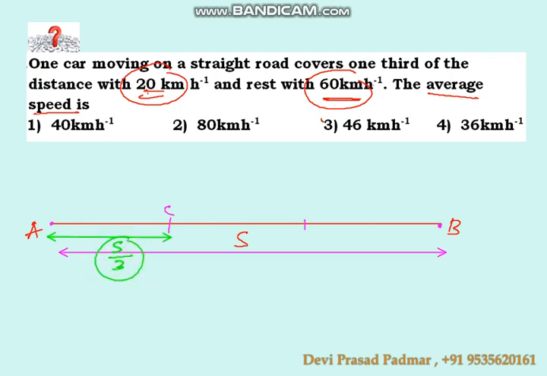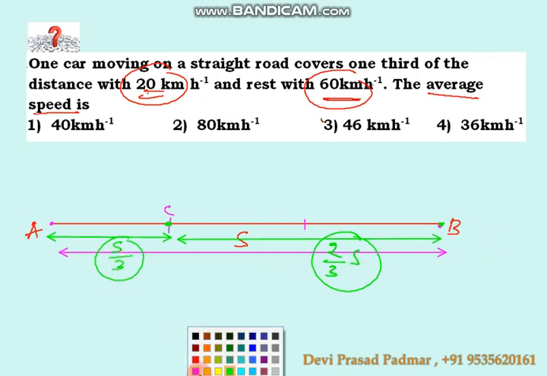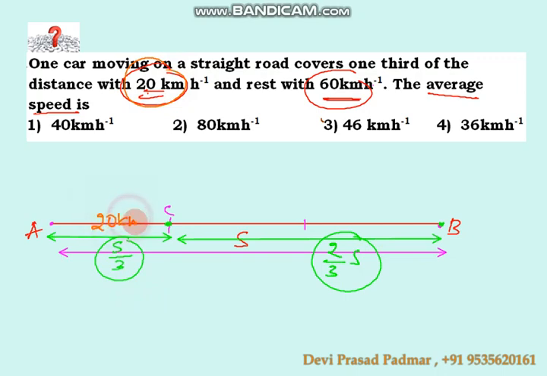Then what about the remaining distance? Out of the total distance, if 1/3 is removed, then the remaining distance is 2 by 3 of S. So the remaining distance from C to B is 2 by 3 of S. Now 1/3 of the distance is covered with a speed of 20 km per hour. So this distance is covered with 20 km per hour, and this distance, 2/3 of the distance, is covered with a speed of 60 km per hour.